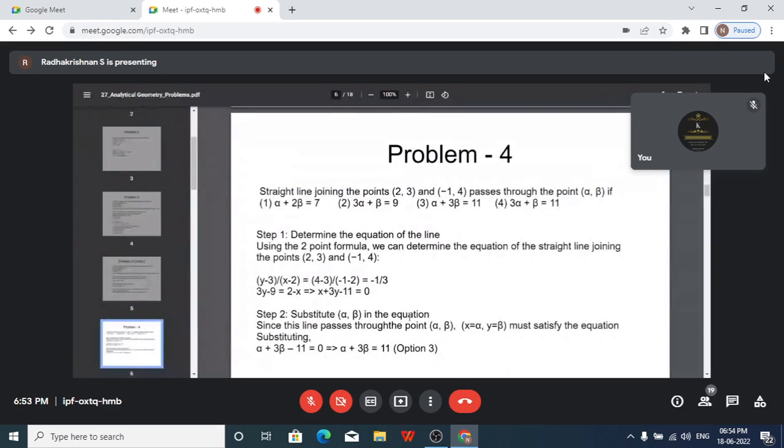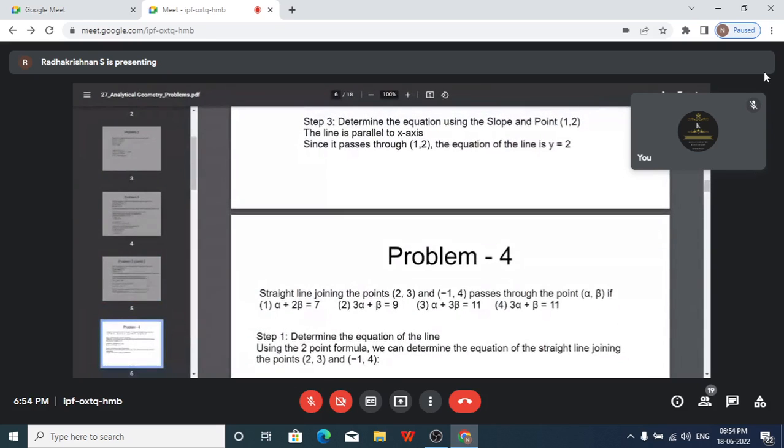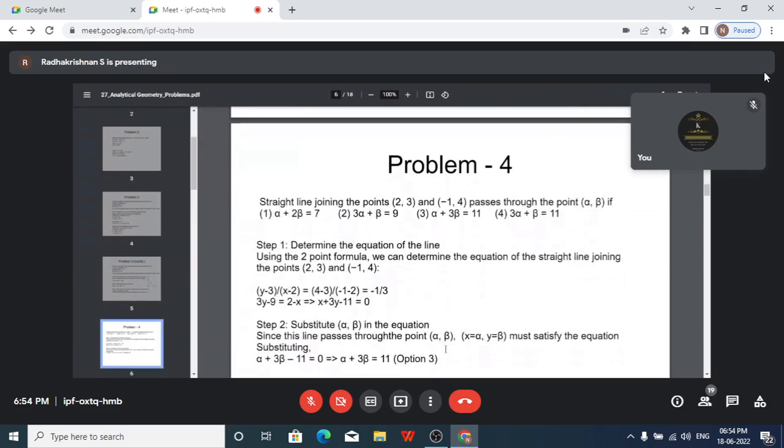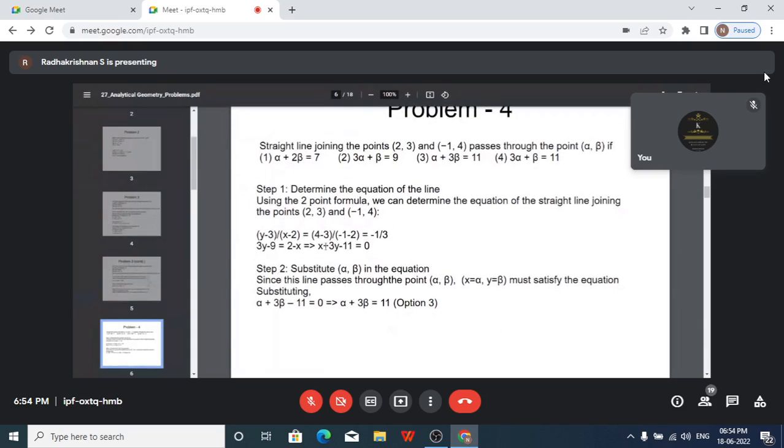Step 1, determine the equation of the line. We can use the 2-point formula since the 2 points are given, 2, 3 and minus 1, 4. So the equation becomes x plus 3y minus 11 equal to 0. Then we substitute x equal to alpha and y equal to beta, so you get alpha plus 3 beta equal to 11 from these options. Any questions?